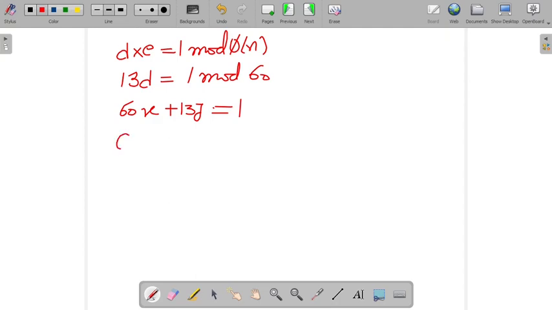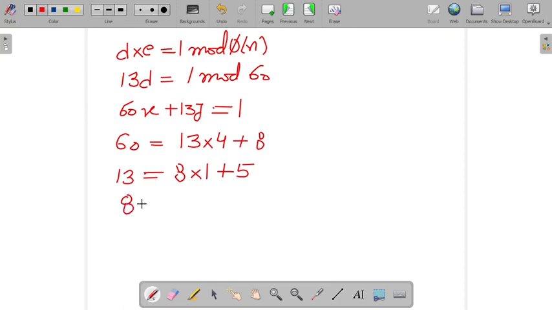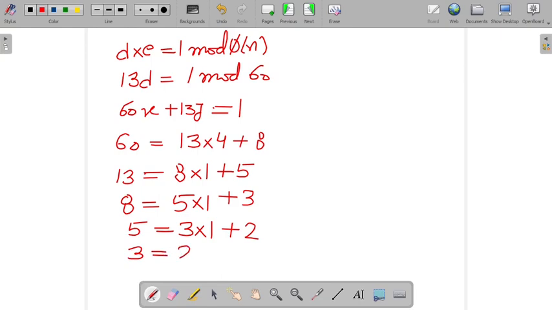So here, how can I write 60 in terms of 13? Multiply by 4, you get 8. So how can you write 13 in terms of 8? Multiply by 1 plus 5. How can you write 8 in terms of 5? Multiply by 1 plus 3. How can you write 5 in terms of 3 plus 2? How can you write 3 is equal to 2 multiplied by 1 plus 1, just stop.